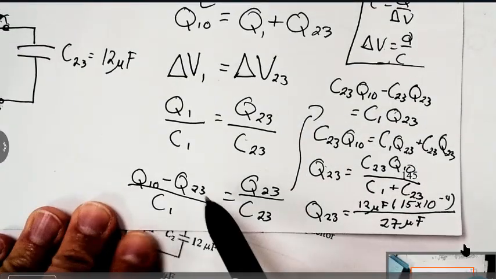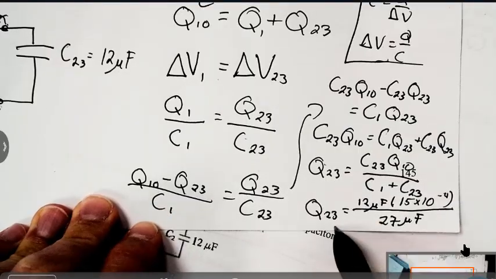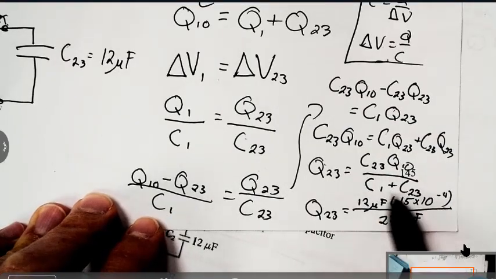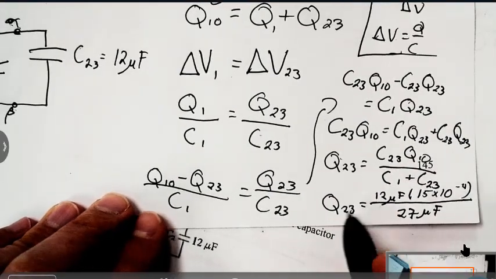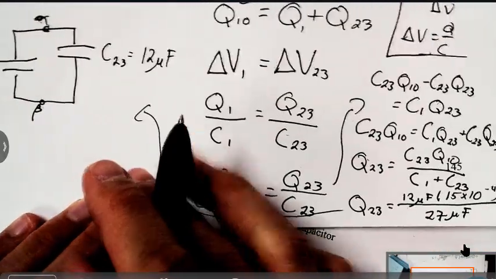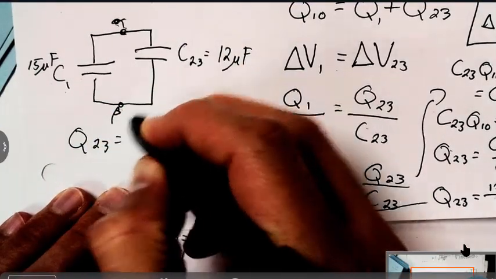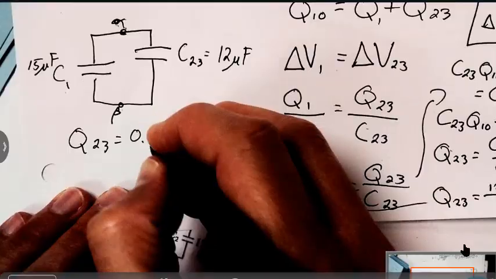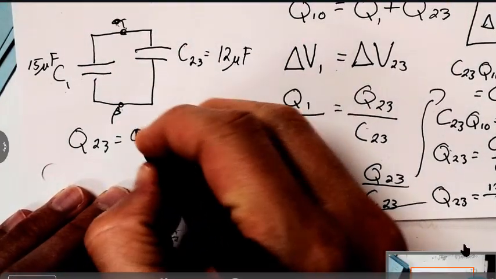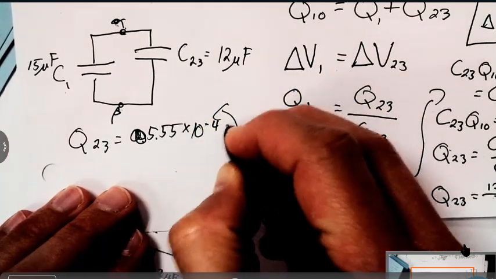Okay, so here's my algebra solving for C23. I just cross multiplied and then solved for Q23. And these are all known, so I just plugged in the numbers. And when you do this, you get Q23. Wow, this is an absolute mess. So pause the video. You get Q23 is equal to 5.55 times 10 to the minus fourth coulombs, okay?